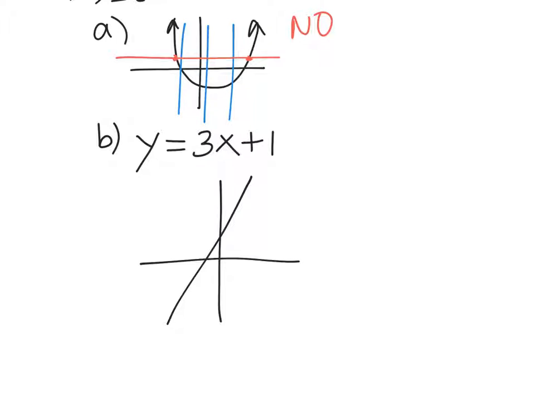I don't even really care. I don't even know if I graphed it that correctly. I did because I went to 1 and then I went up 3 and over 1. I graphed it really, really good. But if you don't, that's okay. If it's off a little bit, you can still know that's a line. Now, does a line have an inverse function? Horizontal line test. Yes, it does.